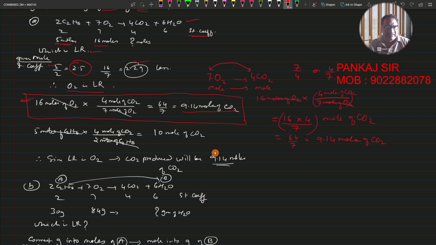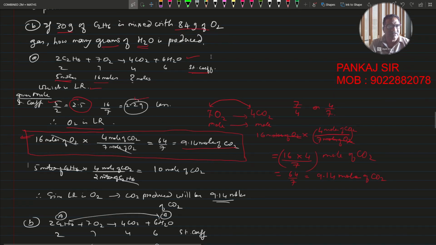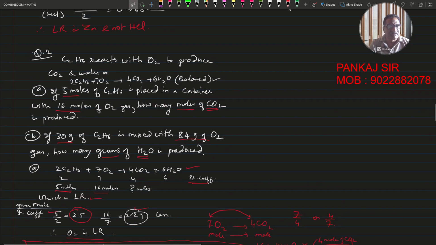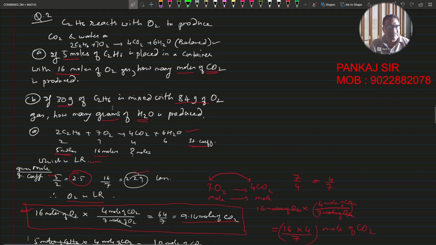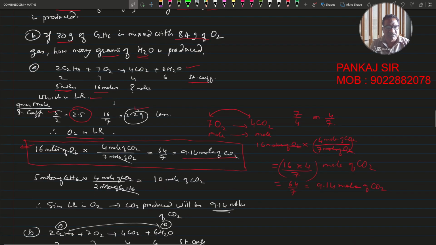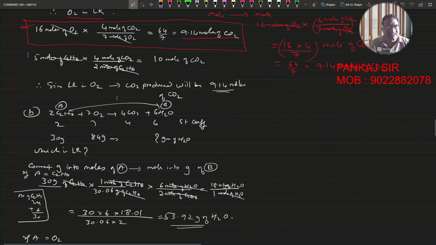Now the B part of the question is: 30 grams of ethane is mixed with 84 grams of oxygen, and how many grams of water is produced? This particular thing, 5 moles of ethane, I have given you extra. If you want to find out how much reactant will be, or if you want to prove that the limiting reactant is oxygen, you can go for this step as well, but you can ignore these two steps and let us come to the B part of the question.